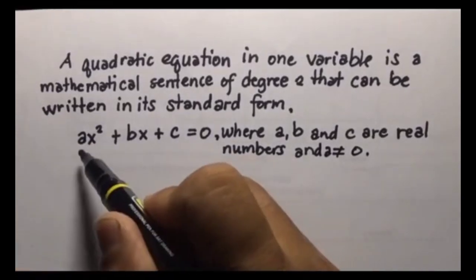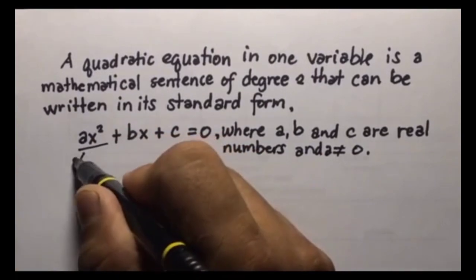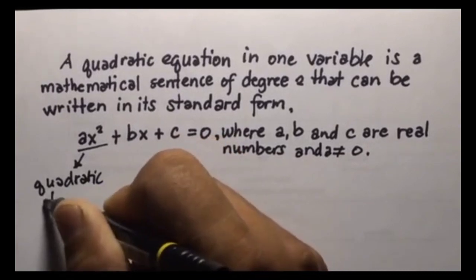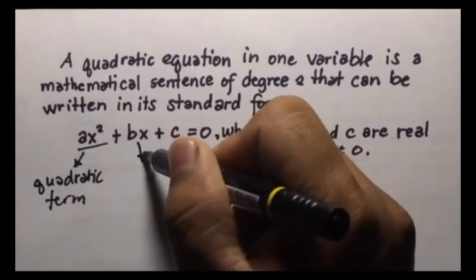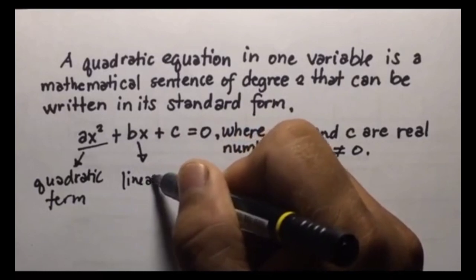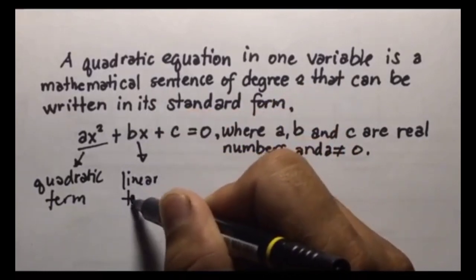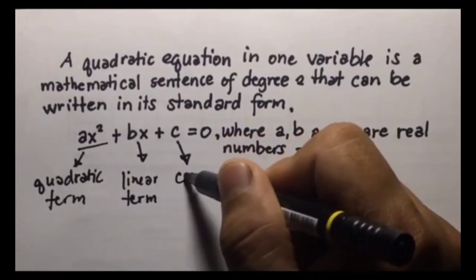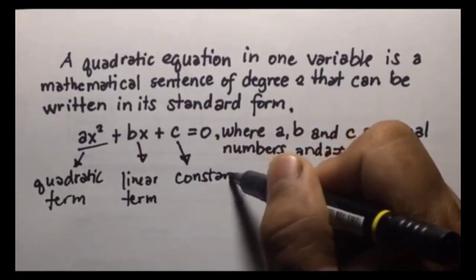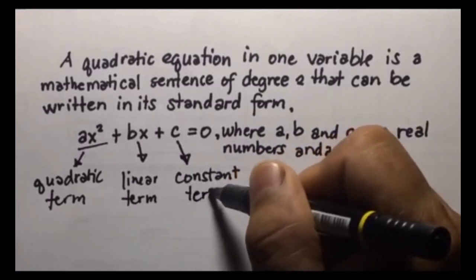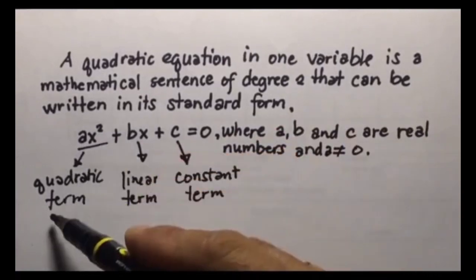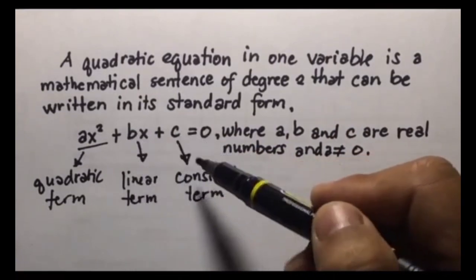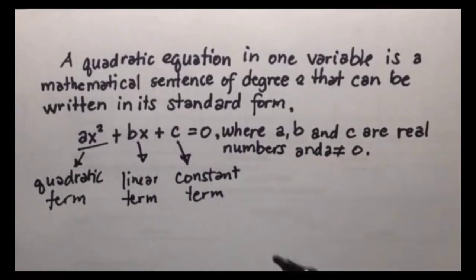The first term here, ax squared, is called the quadratic term. The second term, bx, is the linear term, the one with the exponent 1. And the last term, c, is the constant term. Again, first term, quadratic term. Second term, linear term. And the third term, c, is the constant term.